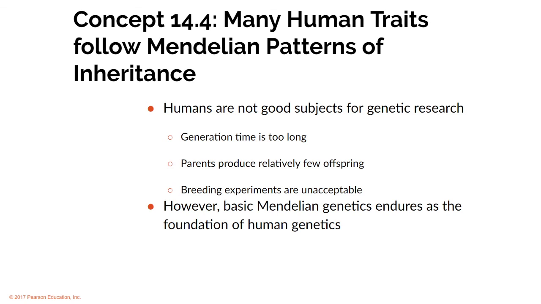But unfortunately, because our generation times are so long, because we have so few offspring, and because it's unethical to do breeding experiments, it's difficult to perform genetic experiments on humans. But fortunately, our understanding of other organisms has helped to enlighten us with regards to our own genetics. And there are still perfectly acceptable ways to study human genetics, through sequencing and testing proteins, things like that.